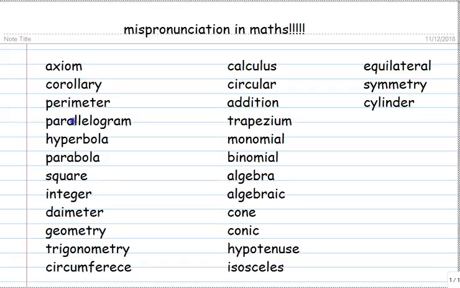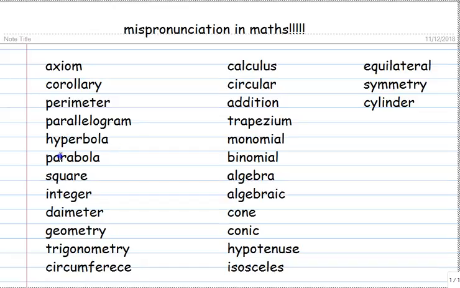Now this one over here is called parallelogram. The stress is on le. Parallelogram. Hyperbola. The stress is on per, pronounced as hyperbola.